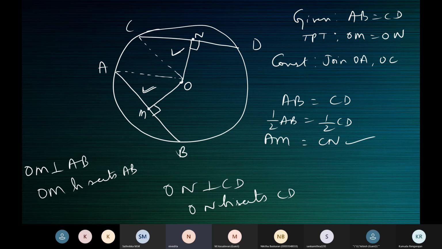OB and OD. They are not in the picture at all. We are talking about the triangles. We are talking about these two triangles. They are not in the picture at all.